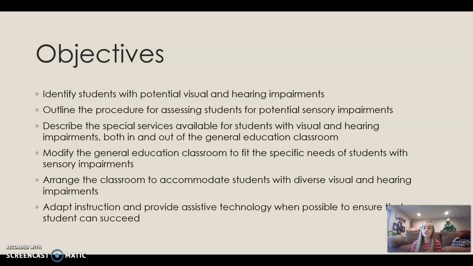So, I just want to go over the objectives from the chapter. The first one, identify students with potential visual and hearing impairments, to outline the procedure for assessing students with potential sensory impairments, to describe the special services available for students with visual and hearing impairments both in and out of the general education classroom, to modify the general education classroom to fit the specific needs of students with sensory impairments, to arrange the classroom to accommodate students with diverse visual and hearing impairments, and then to adapt the instruction and provide assistive technology, which we'll talk about all of those later in the presentation.